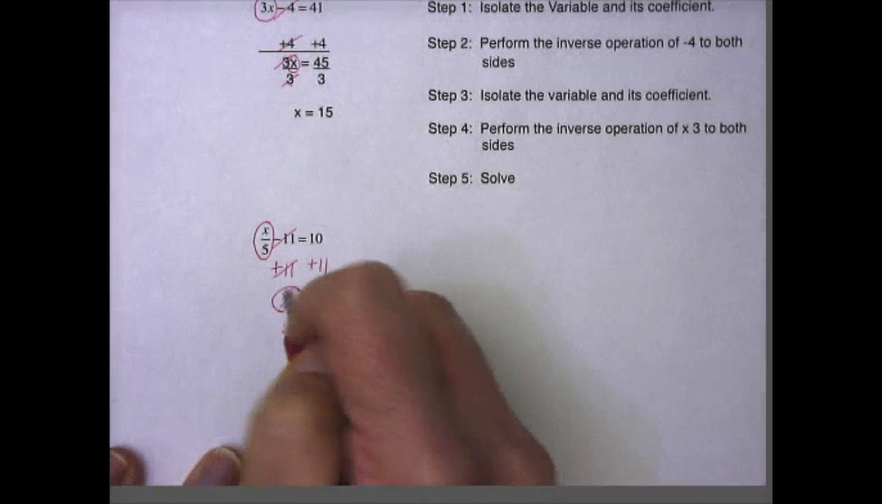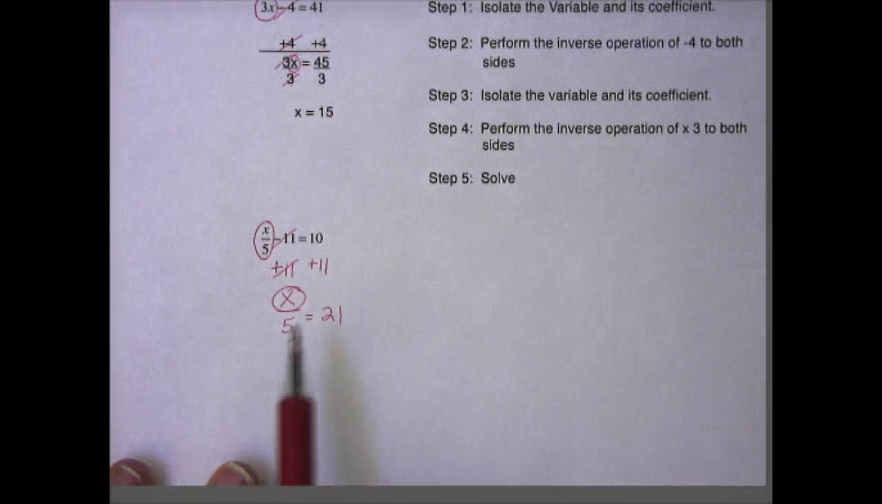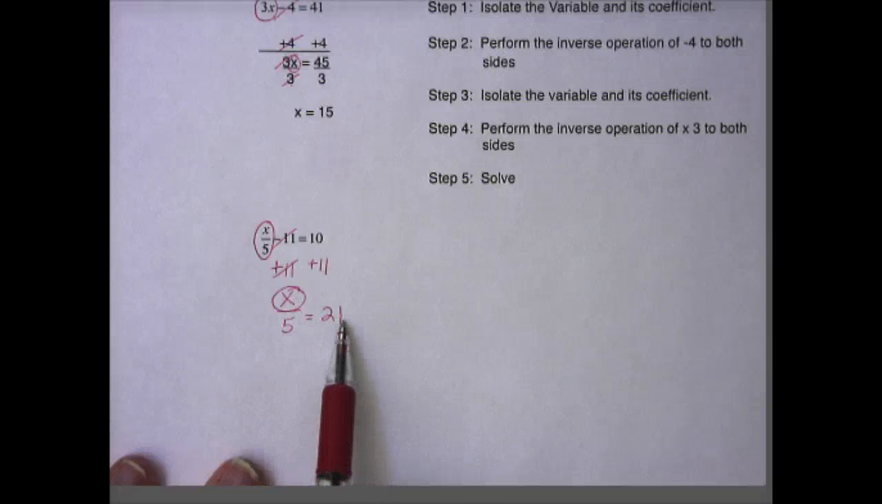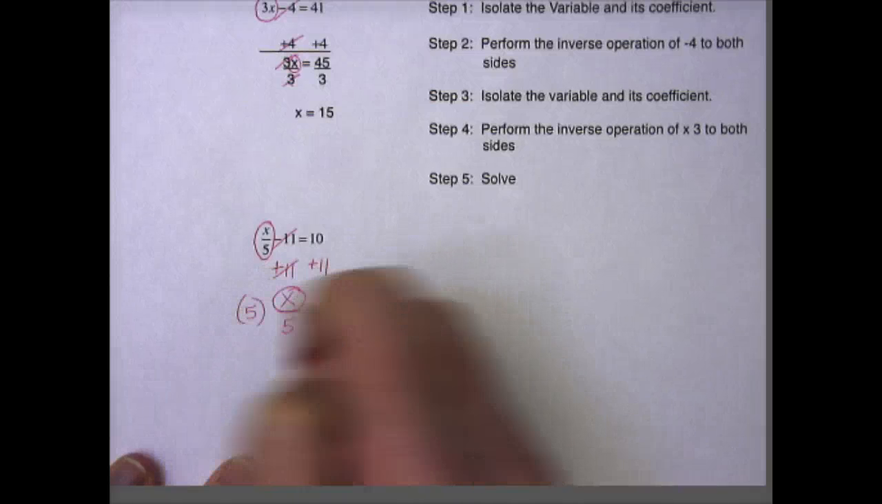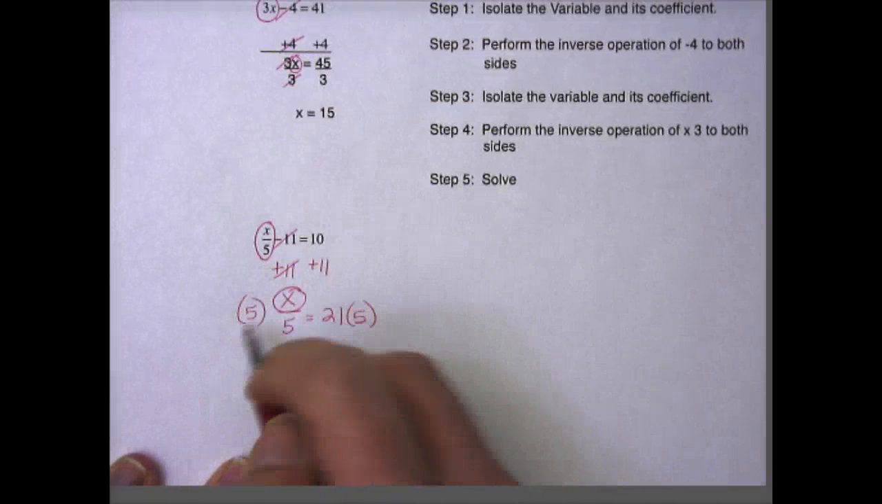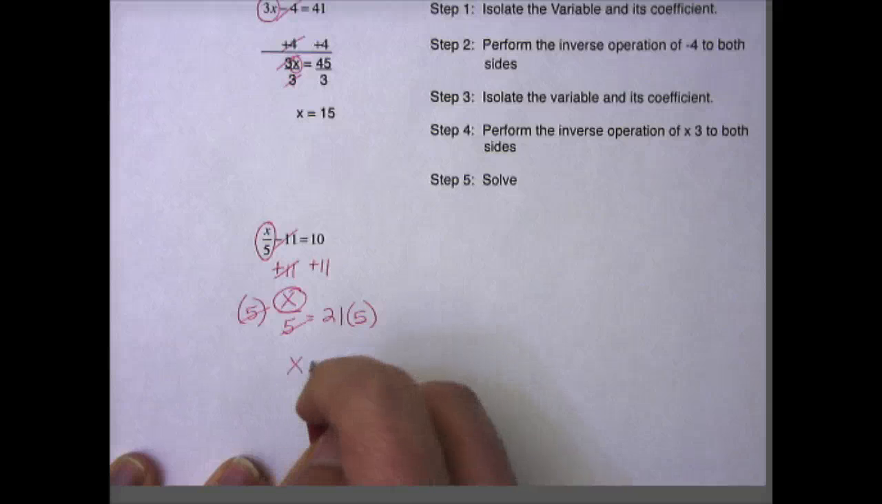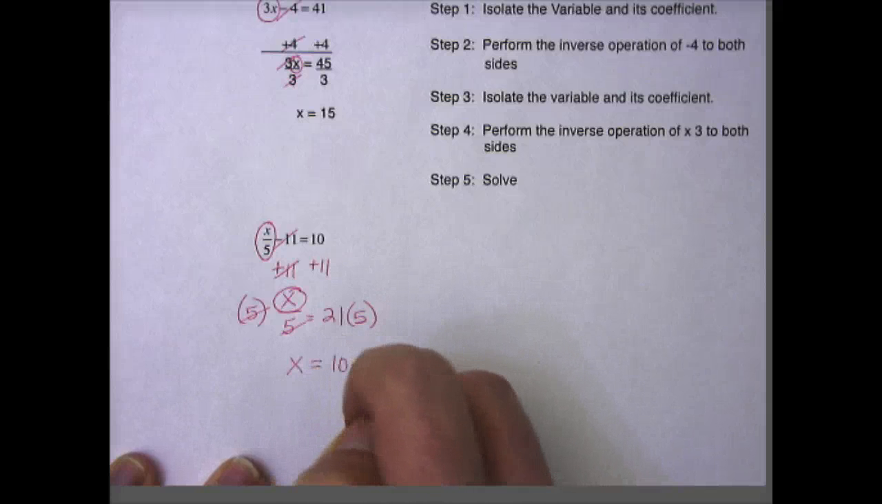Now let's circle our variable again. And this time we have x divided by 5 equals 21, so we do the opposite of division and we multiply both sides by 5. We do that, these two cancel, and we get x equals 105.